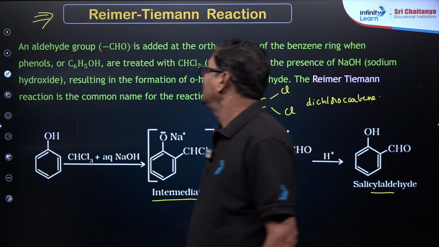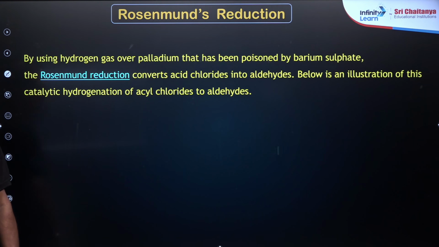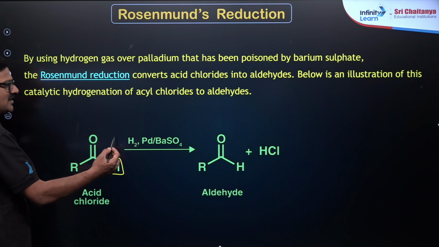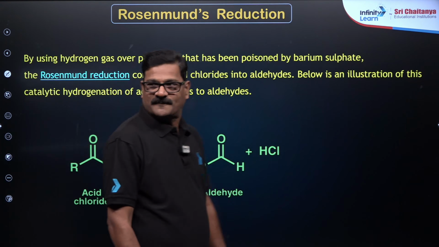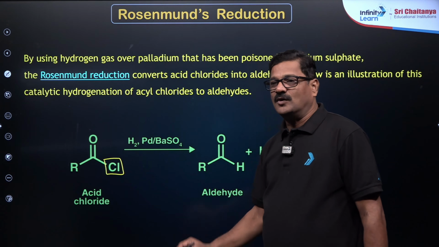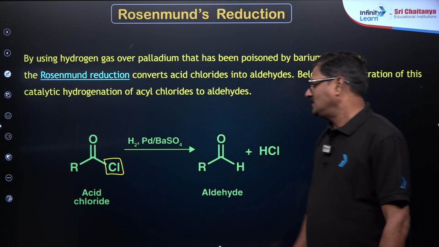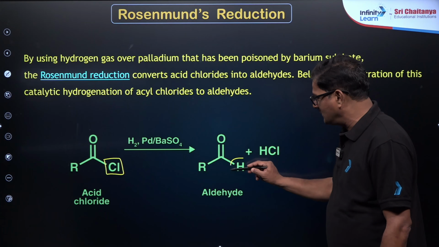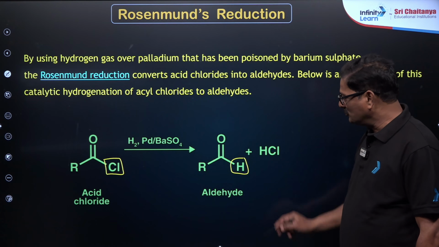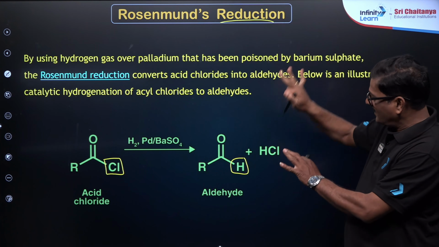And talking about Rosenmund reduction, whenever acyl chloride is treated with H2 Pd BaSO4, you can say this is Rosenmund catalyst or Lindlar's catalyst. दोनों का नाम एक ही है. ये हाइड्रोजन replace किया जाएगा, क्लोरीन हटा दो, हाइड्रोजन रख दो. Okay, Madhu. So this is called as a reduction reaction. You see the reaction in this way.